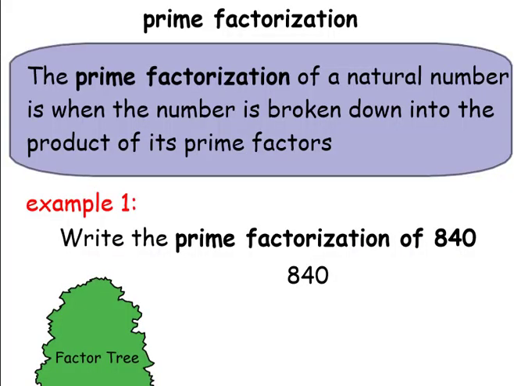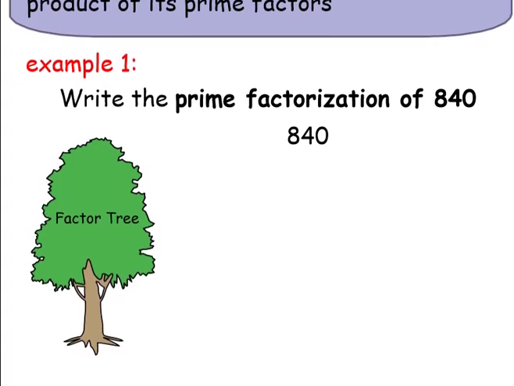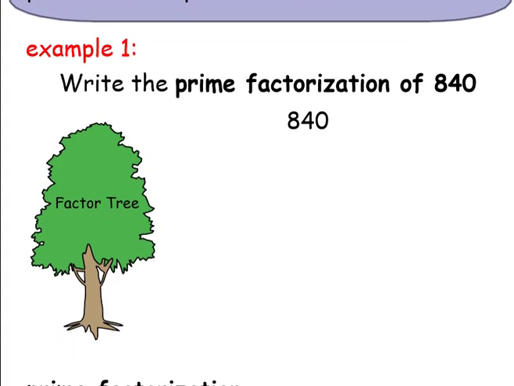Prime factorization. The prime factorization of a natural number is when the number is broken down into the product of its prime factors. So to do this, we're going to use what's called the factor tree method. We're going to break it down into its prime factors. So I'm going to look at the number 840. To look at the number 840, I am going to think of 2 things that multiply together to give me 840. You can think of any 2 factors and go with that.